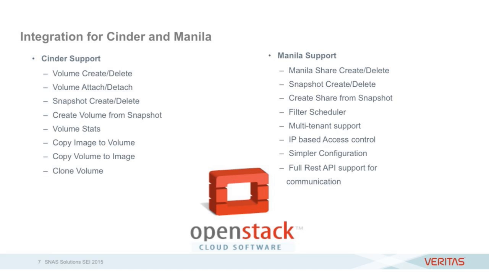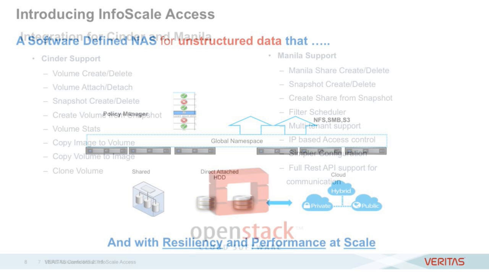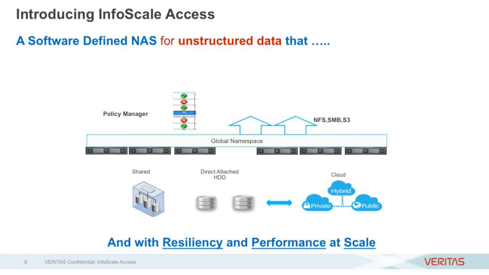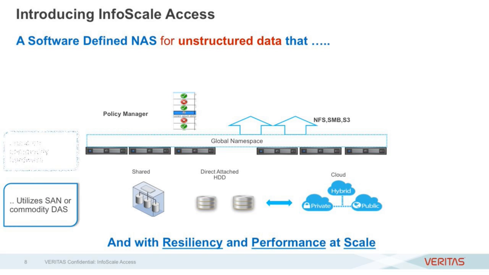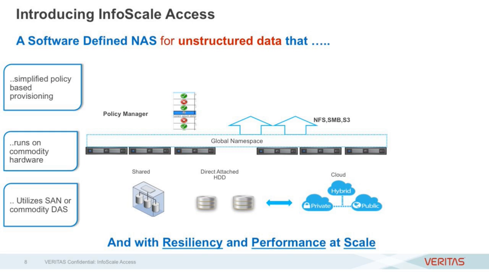Thanks, Sachin. So we understood the multi-tenant part. As I said before, this is part of an upcoming product we are launching later this summer. It's called Veritas InfoScale Access. It's a software-defined NAS for unstructured data. It supports commodity SAN and DAS, and runs on pure commodity storage. It's software-defined storage with policy-based provisioning over any SAN or any commodity storage. It seamlessly integrates into public cloud.